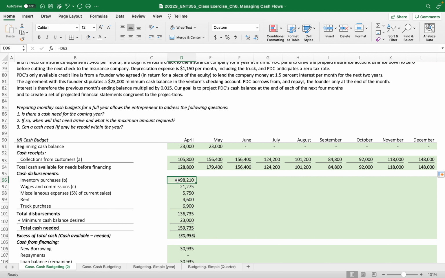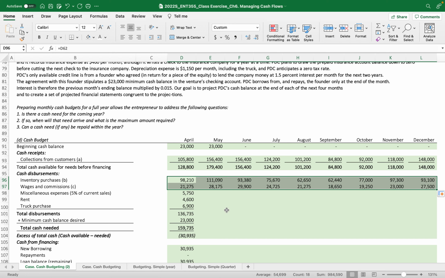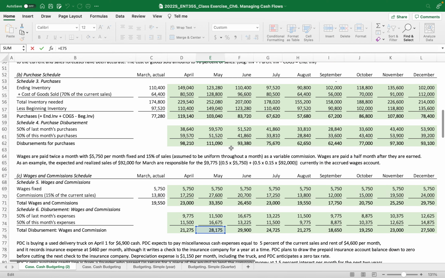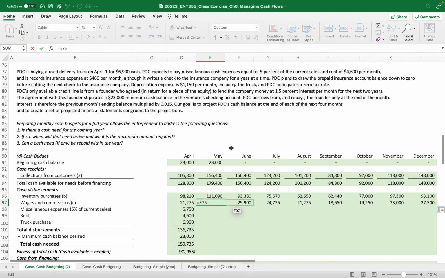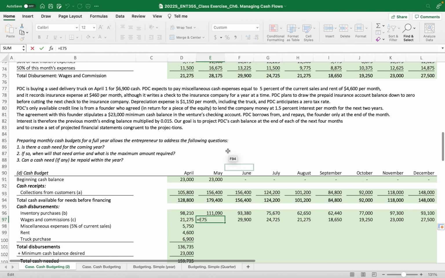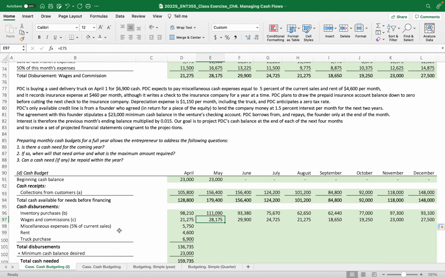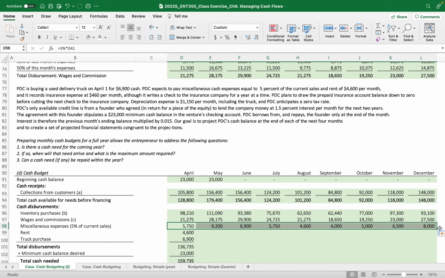And then inventory, also wages, also we have the calculated, right? And then we linked all this, the expenses, all the disbursements from the schedules we calculated previously. And then here is the same, right? We have the same. It should be calculated from 5% of the sales, and then let's just drag. And then rent is the same amount every month.